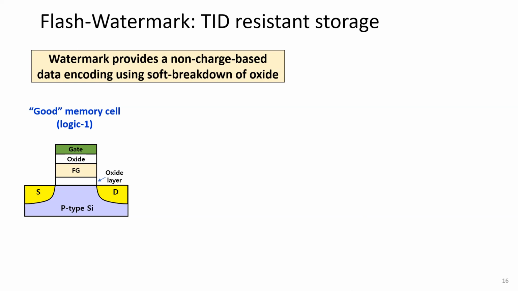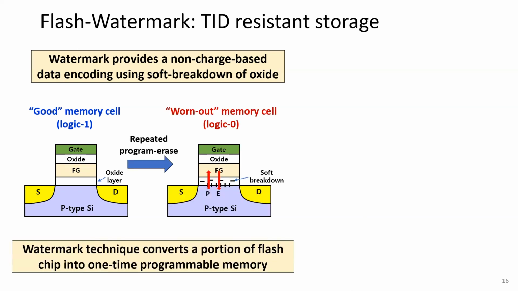So let's look at here. This is a trap-free, ideal flash cell. We call it logic one. And if we somehow introduce defects in the oxide, which is called soft breakdown of the oxide, then it is a bad quality oxide, and that cell is called logic zero. So if we use the soft breakdown in our favor, or if we can selectively choose certain cells and cause soft breakdown in their oxide, then we can imprint another set of data without involving any charge.